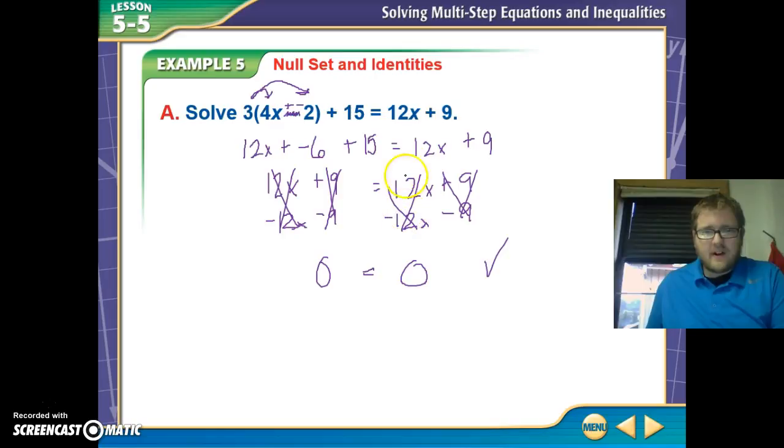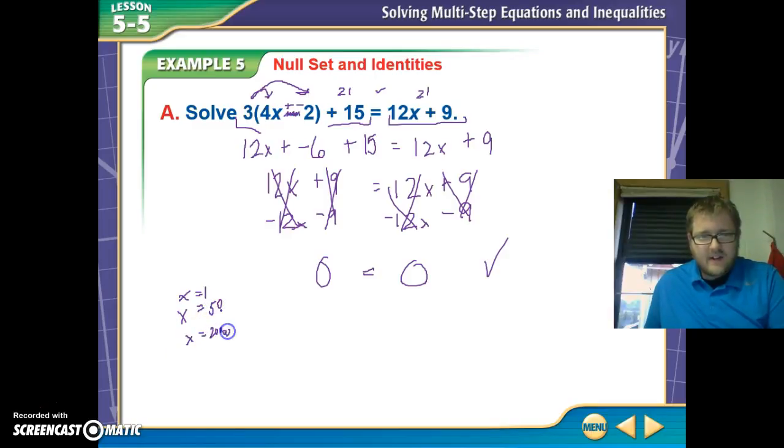So if I chose 1 for x, 3 times 4 minus 2, or 3 times 2, which is 6, plus 15, I get 21. If I try 1 on this side, I get 12 plus 9, which is 21. Any random number I choose could work. Whether I choose x equals 1, x equals 50, or x equals 20,000, any number works. Whenever you get 2 equals 2, or 0 equals 0, or 5 equals 5, these are called identities. And that just tells you that any number works.